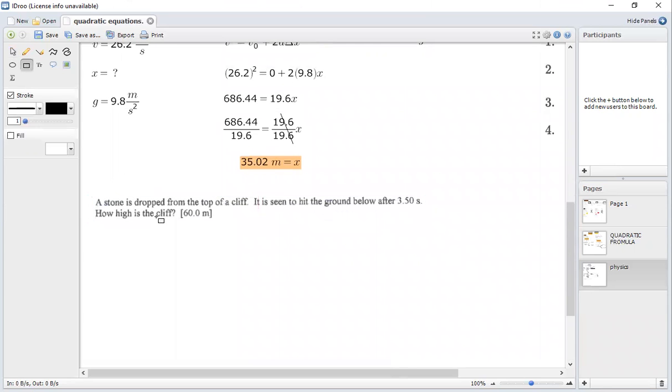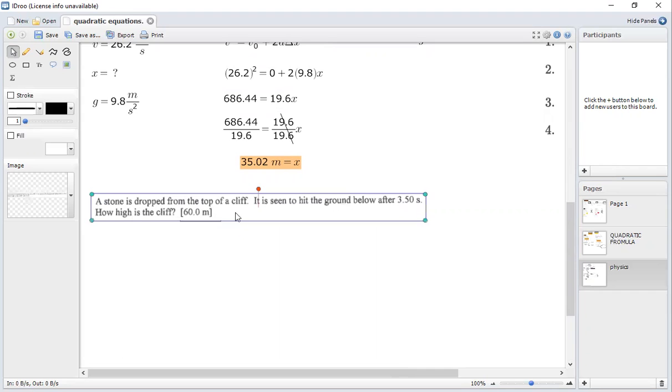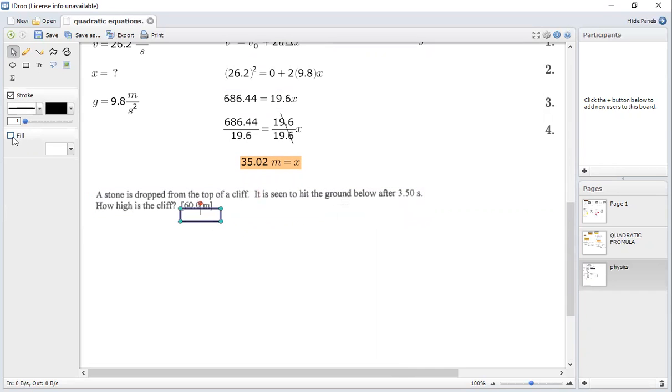Okay, this one. Read it, Fabricio, please. A stone is dropped from the top of a cliff. It is seen to hit the ground below after 3.50 seconds. How high is the cliff?